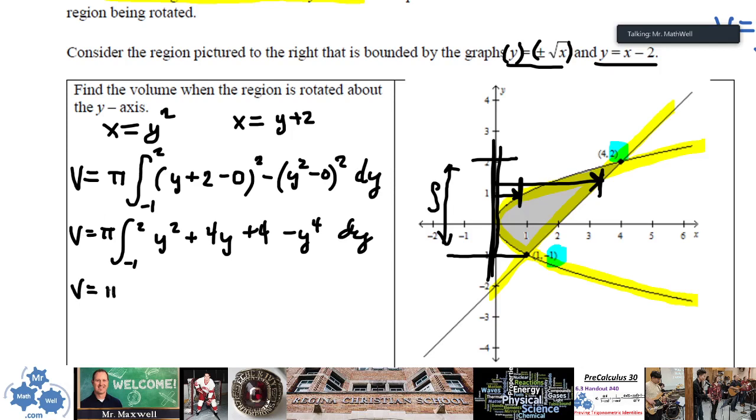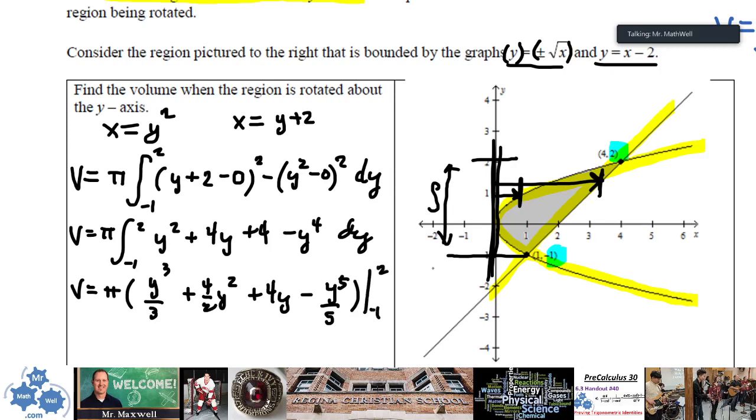So we're going to have pi times the integral of y squared, which is y cubed over 3. This is going to be 4 over 2 y squared. This is going to be 4y. This is going to be y to the 5th over 5. And we're going to evaluate this from -1 to 2, our limits of integration. Everybody's good there so far?